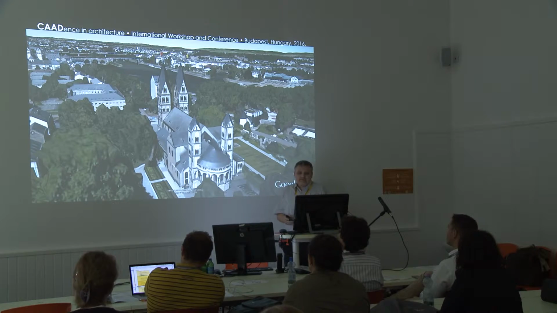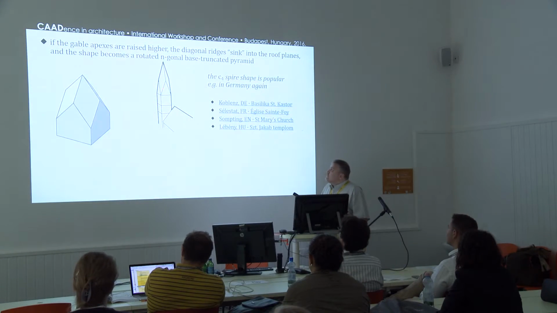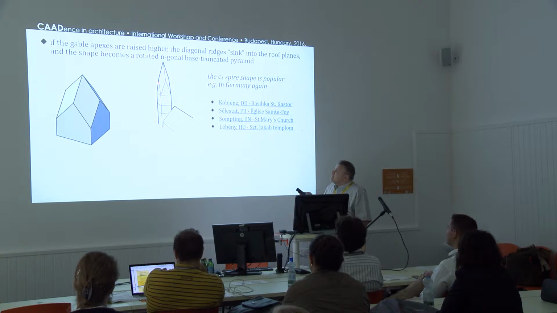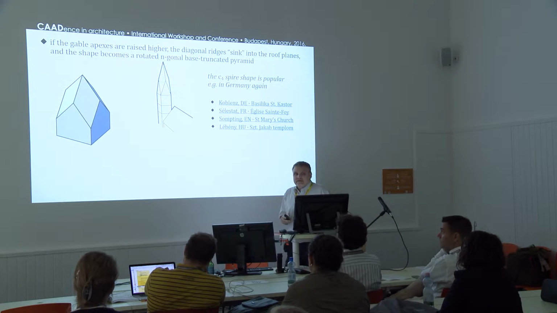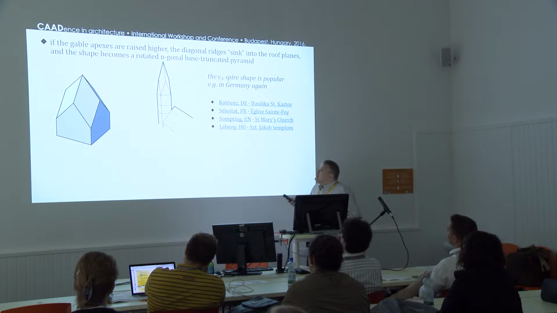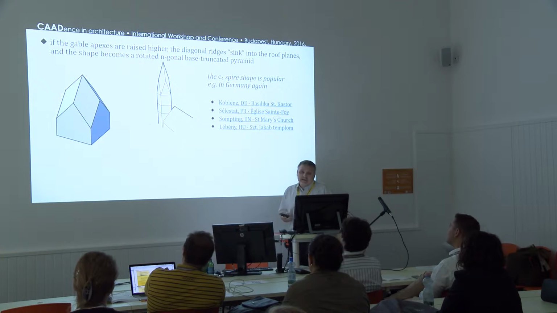Of course, you can use lower or higher gable heights also. The next step forward is when you move this midpoint even a little bit higher, and this way the ridge which was connecting the corner of the base with the spire apex disappears. It simply sinks into the plane. And this way, again, you have a four-sided pyramid above a four-sided base.